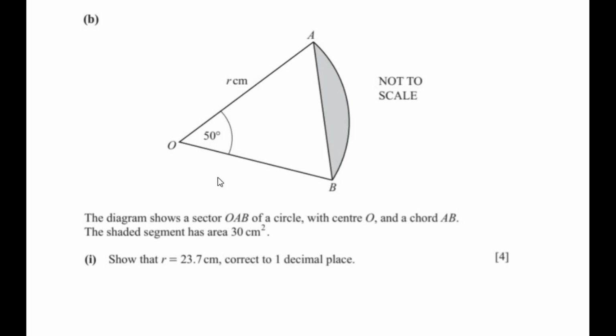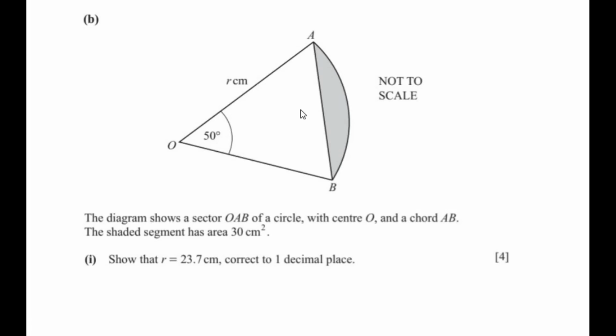The diagram shows a sector OAB of a circle with center O and a chord AB. The shaded segment has an area of 30 centimeter square. Show that the radius is equal to 23.7 centimeter, correct to 1 decimal place. Now let us try to understand the question first. We can see that a sector OAB is given and it has a central angle of 50 degrees, and the segment AB is shaded and its area is given as 30 centimeter square. We have to show that the value of the radius is 23.7 centimeter.